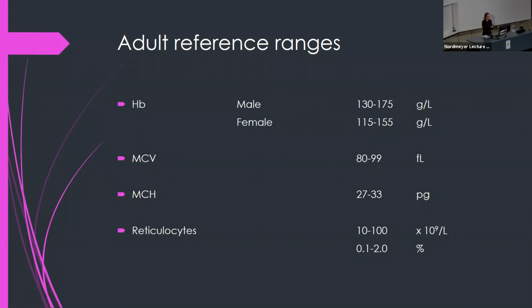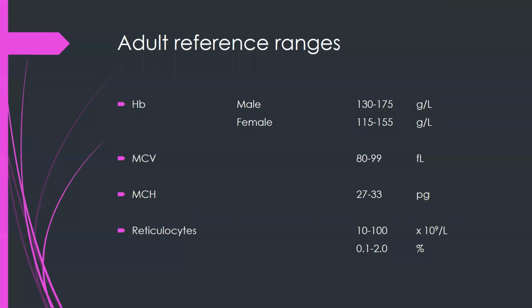here are the adult reference ranges for red cell parameters. And they're actually not that hard to remember. So hemoglobin male is 130 to 175, female 115 to 155. And then the mean cell volume, which is red cell size or average red cell size, 80 to 99, it's usually 80 to 100-ish. MCH, mean corpuscular hemoglobin, so that's how much hemoglobin there is. Average hemoglobin content of the red cells, 27 to 33.